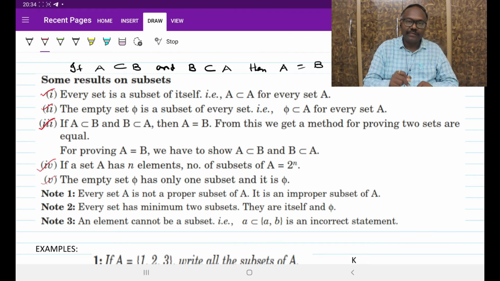So let us try to observe this. We know that null set has no elements. So the number of elements in null set is 0. As per the formula, the number of subsets is 2 to the power of n. So the number of subsets of null set will be 2 to the power of 0, that is equal to 1. That means there is only one subset of null set, which is the set itself, that is null set. So the subset of null set is the null set itself.